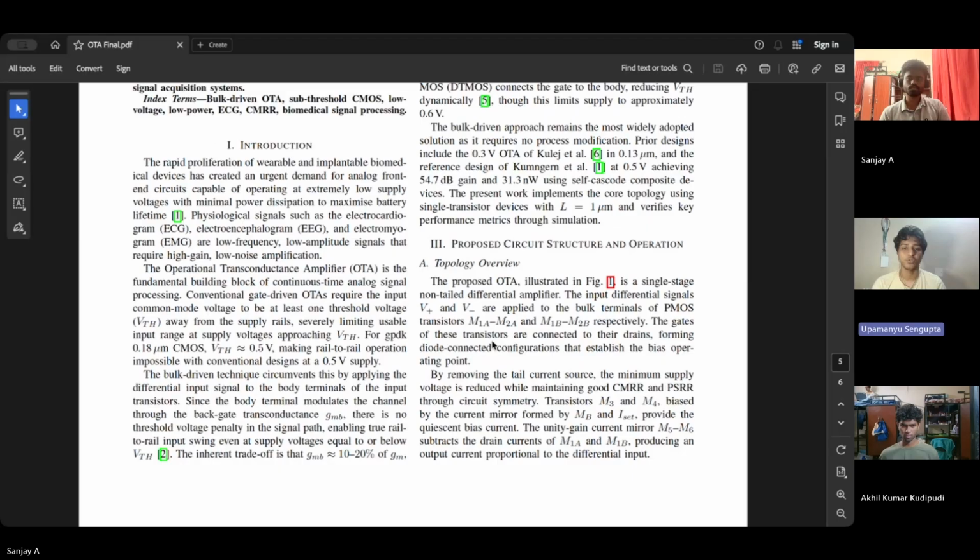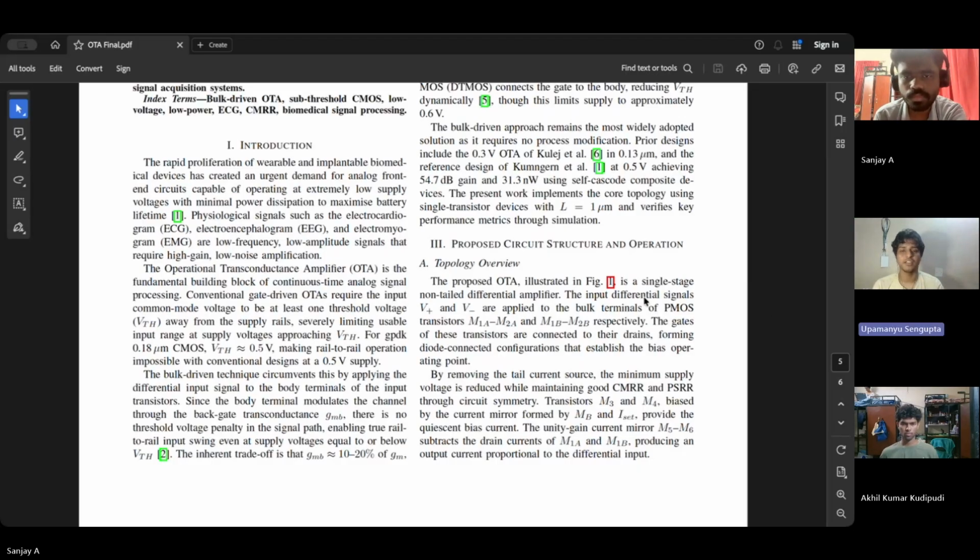Now these signals also coexist with common mode interference. Our body acts like an antenna, picking up 50 to 60 hertz frequency as common mode noise, often hundreds of millivolts. This is why we need a high common mode rejection ratio, which is the most critical specification for a biomedical OTA. We need the amplifier to amplify the differential biosignal while completely ignoring that common mode noise.